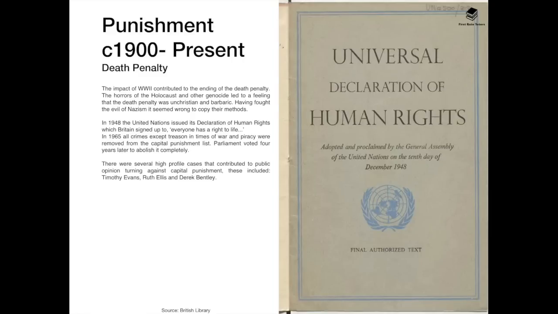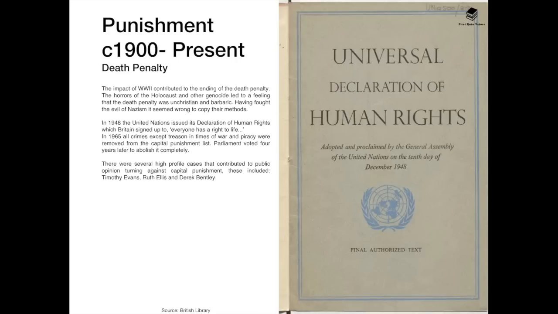The impact of the Second World War contributed to the ending of the death penalty. The horrors of the Holocaust and other genocide led to a feeling that the death penalty was unchristian and barbaric. Having fought the evil of Nazism, it seemed wrong to copy their methods. In 1948, the United Nations issued its Declaration of Human Rights, which Britain signed up to. Everyone has a right to life.